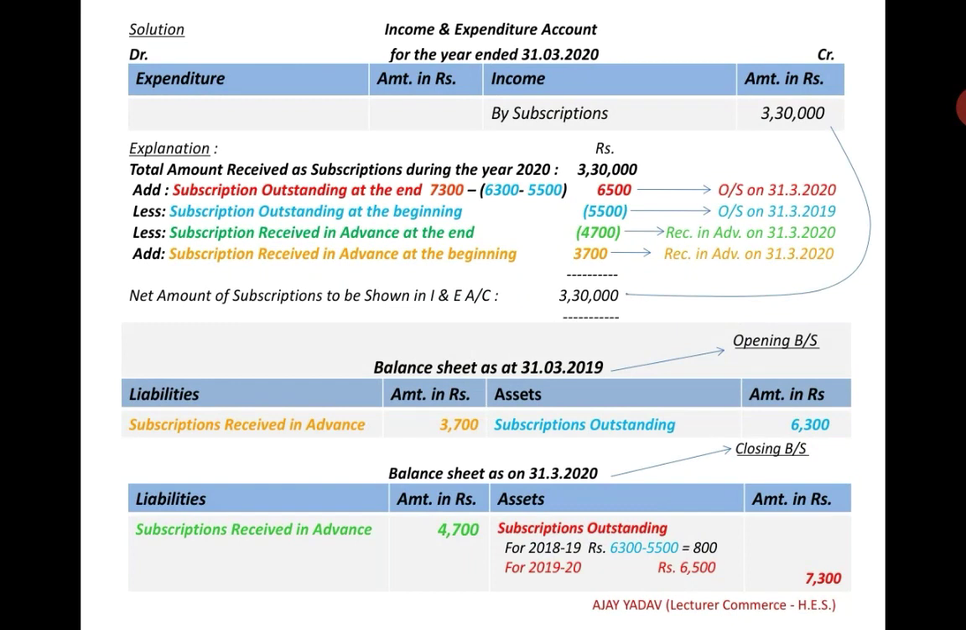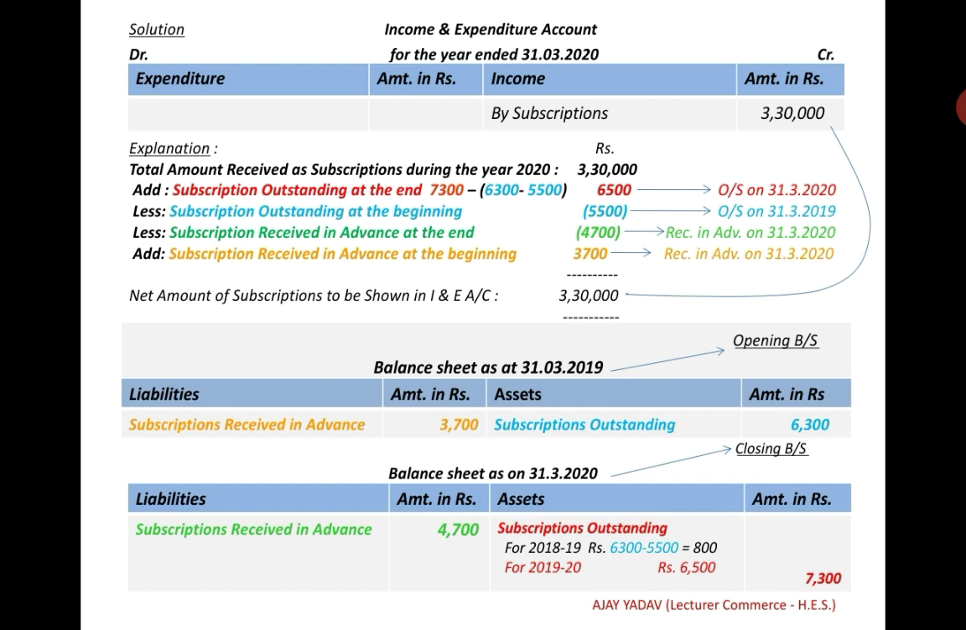In the beginning, as we know, the subscription outstanding was 6,300, and we received 5,500 in the current year, so the amount outstanding for the previous year is 800. So we will deduct 800 from the 7,300. It comes to 6,500, and all the treatment is the same as we discussed in the last question.